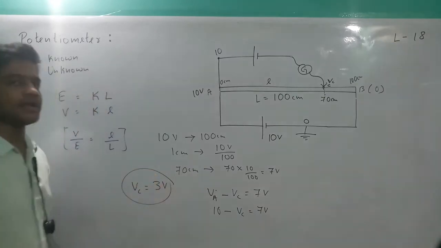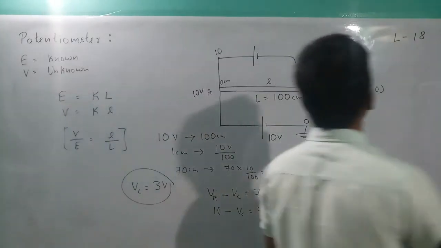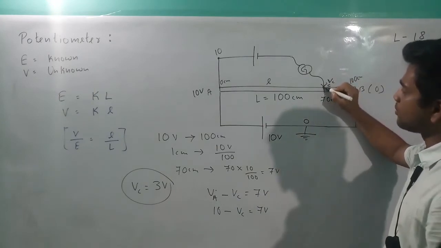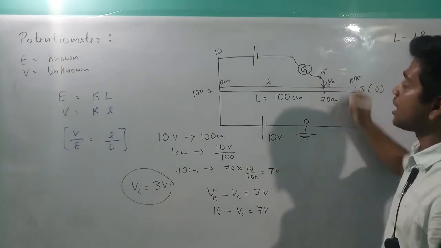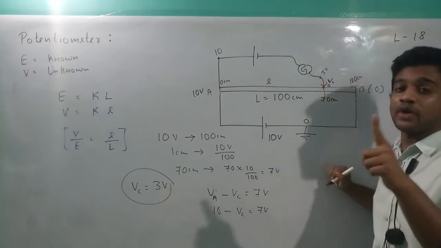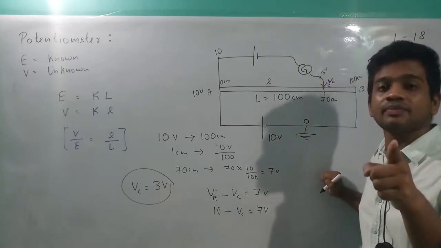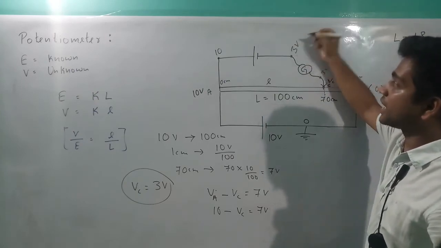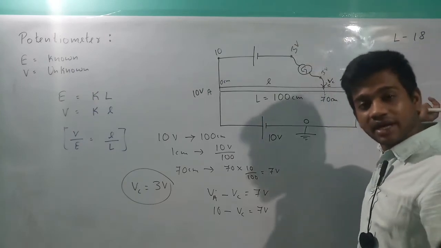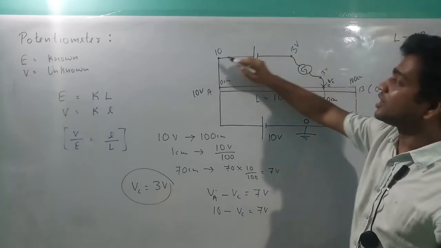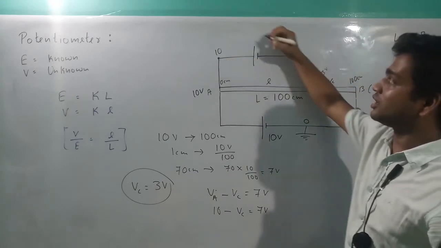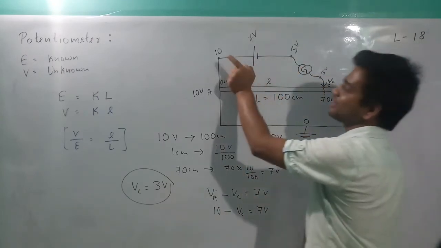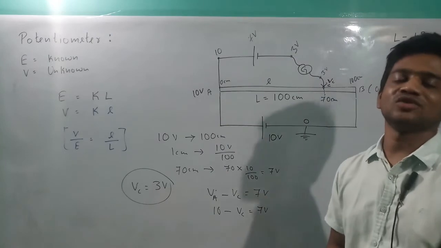Now that's an important data here. VC is coming out to be how much? 3 volt. Now try to understand, if this point has a potential of 3 volt and the galvanometer is showing null deflection, that means no current is passing through the galvanometer. Therefore, the potential of this point will be again 3 volt. So this point is 10 volt, this point is 3 volt, so this potential will be how much? 7 volt, because the battery is producing a potential difference of 10 minus 3, 7 volt.